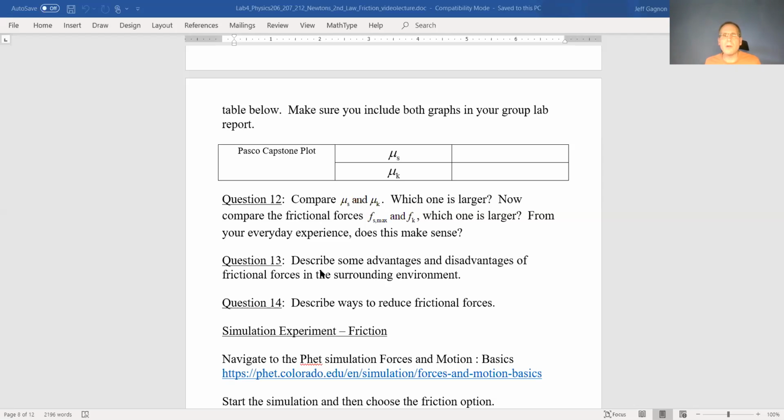But come up with your own advantages and disadvantages. And then question 14 is just give me a couple of ways that you can use to reduce frictional forces, right? Describe ways to reduce frictional forces.